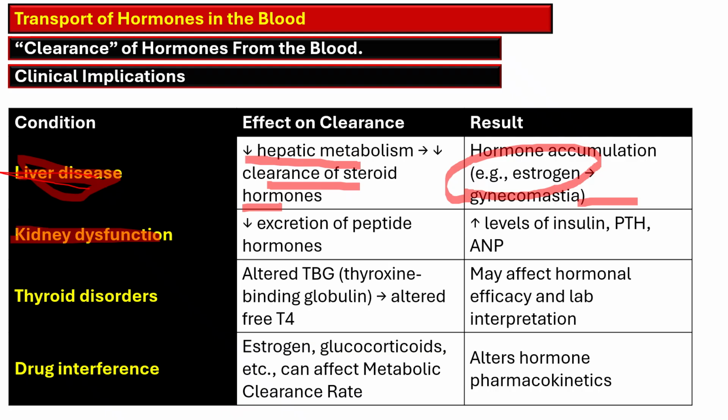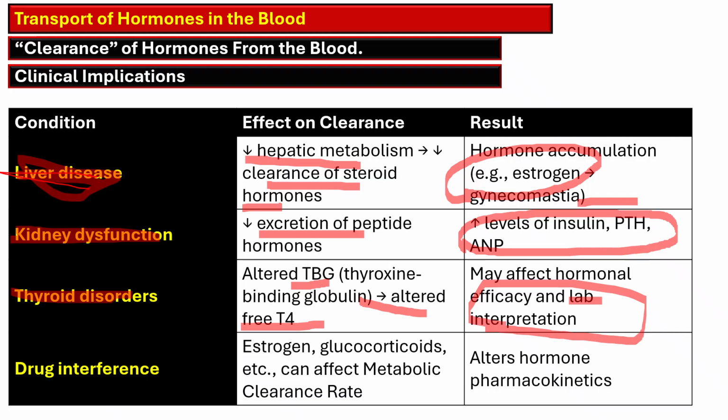If there is dysfunction in the kidney, there will be decreased excretion of peptide hormones and increased levels of insulin, parathyroid hormone, and atrial natriuretic peptide. Thyroid disorders alter thyroxine binding globulins, which alter free T4 concentration, and this may affect hormonal efficacy and lab interpretation.